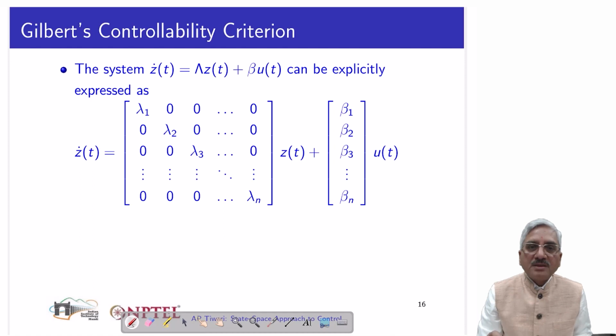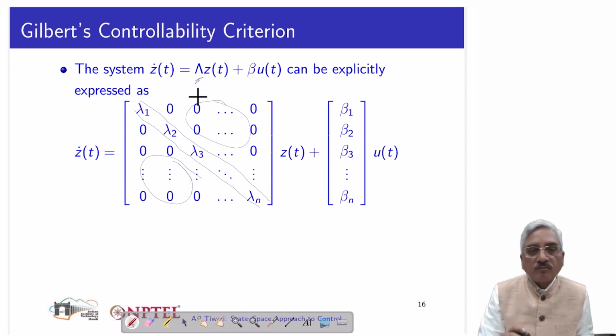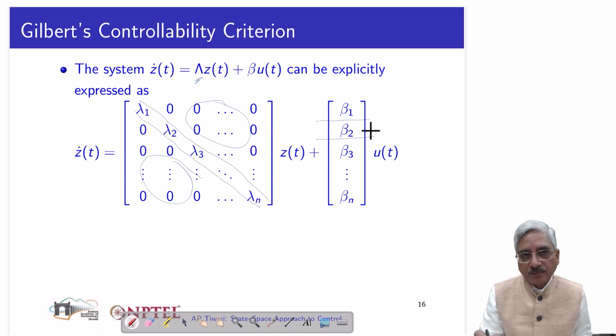Now we see the same expression explicitly, that lambda consists of the eigenvalues along the diagonal, lambda 1, lambda 2, etc. and the rest of the entries in the matrix are 0. And the corresponding input matrix is, this is the first row of beta matrix, which is denoted as beta 1. This is the second row of beta matrix, denoted as beta 2, and so on. Now if any ith row is 0, then what will happen?